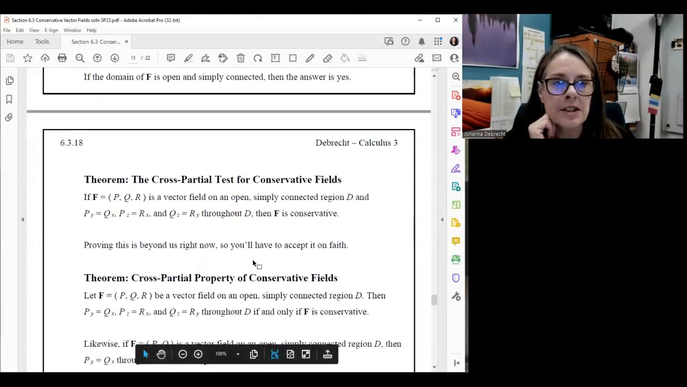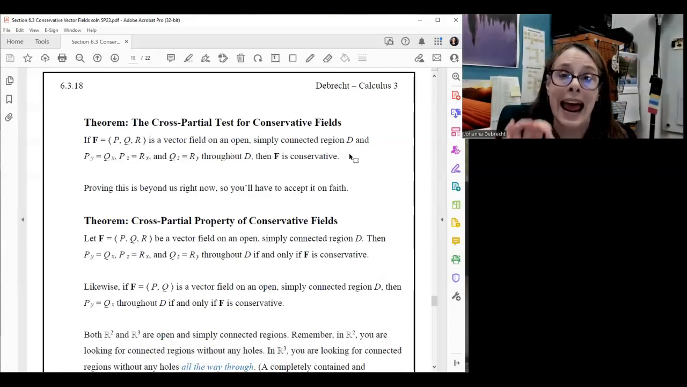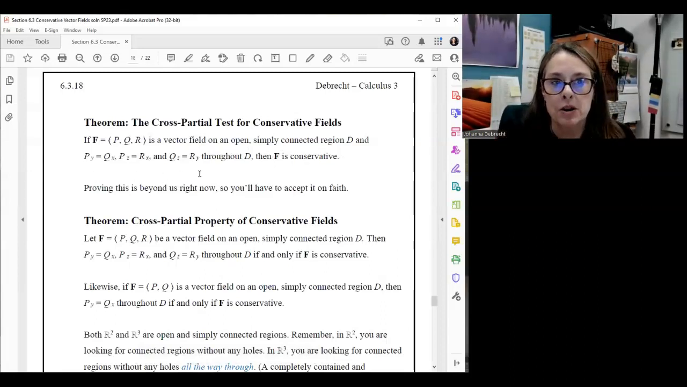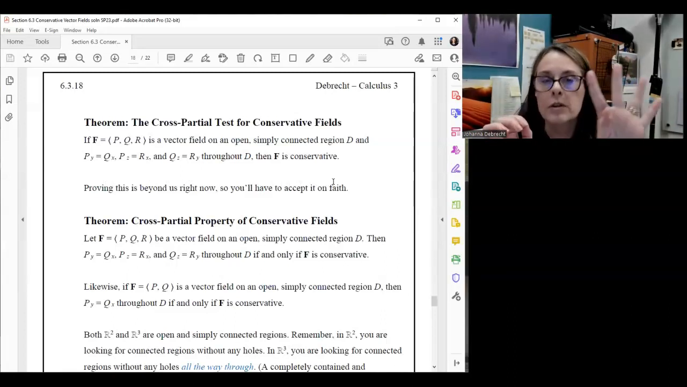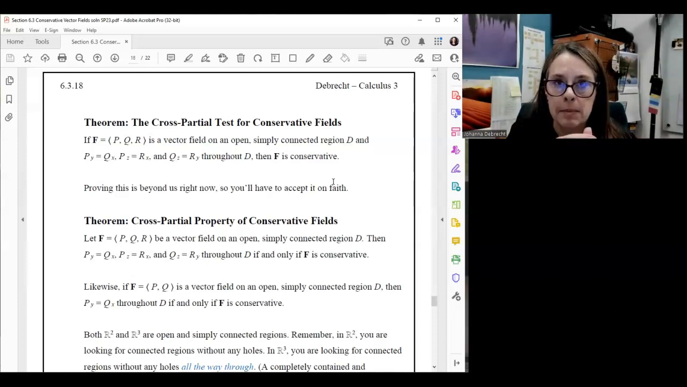Okay, so that's our next theorem on page 18, that if we have a vector field on an open, simply connected region and it has the cross-partial property, then it is conservative. So we have four conditions. Open, that's easy to meet. Simple, all right, simply connected. And connected, of course, is path connected. So simple, path connected, and cross-partial. Open, simple, path connected, cross-partial, then it must be conservative.